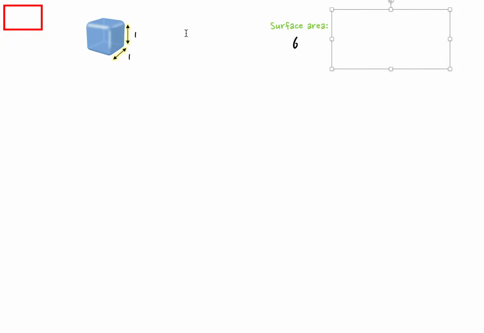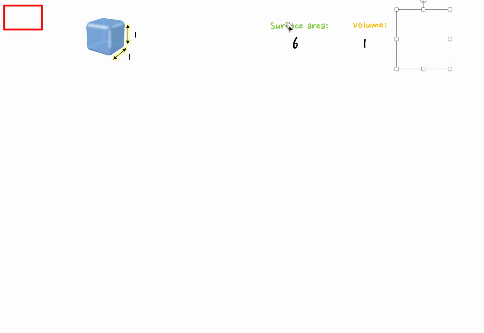Now, what about volume? If we want to calculate the amount of space, the amount of volume on the inside of this cube, what is that? We know volume is base times height times width. So 1 times 1 times 1, because it's a cube. So that's going to give us what? 1, right? So the volume is going to be 1.